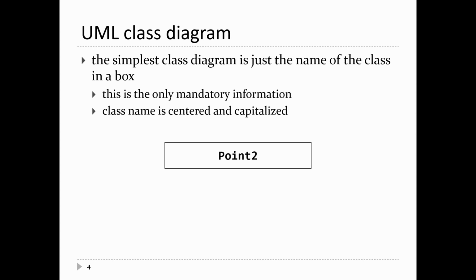That's a UML class diagram. Pretty easy, right? Everybody can draw that. So if I wanted to describe the point2 class, you just draw a box and write point2 in it. That's the simplest example of a class diagram. The name of the class is the only mandatory information. This is meant to be a visual language, so you're supposed to do things in a standardized way. So the name of the class is supposed to be centered in the box.